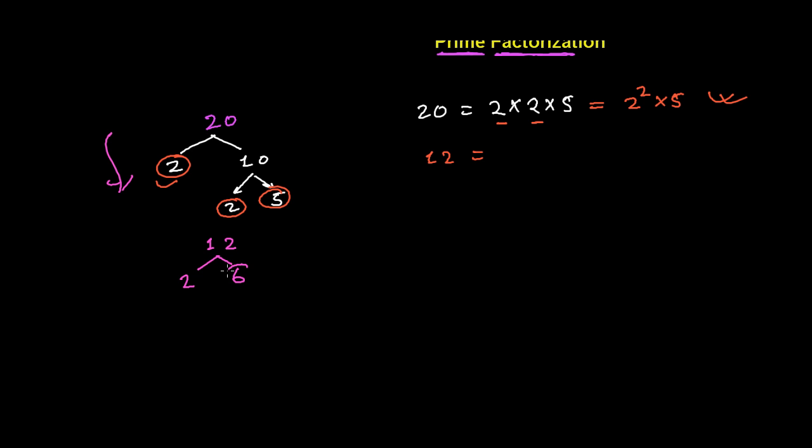But this 6 is a composite number. It means I need to go further. I need to factorize 6 also into prime factors. So again 6 is actually 2 times 3.